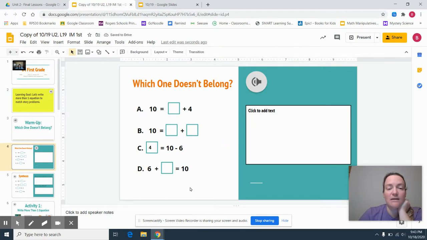Now that we know the answer to C is 4 equals 10 minus 6, do you see something? You're right, C doesn't belong because all the other equations have a sum of 10, meaning the two digits, if you added them together, would equal 10.